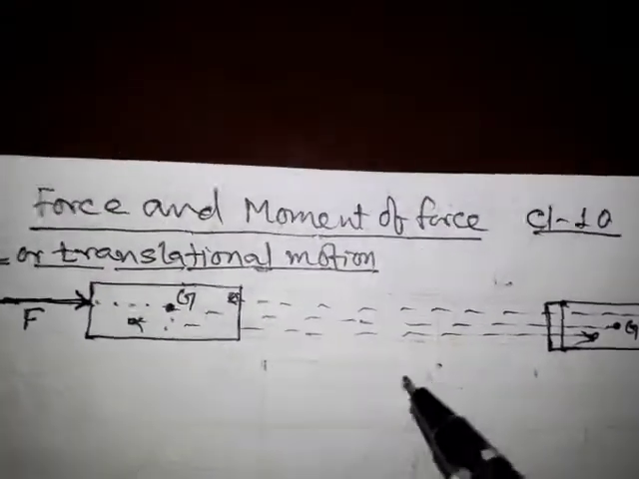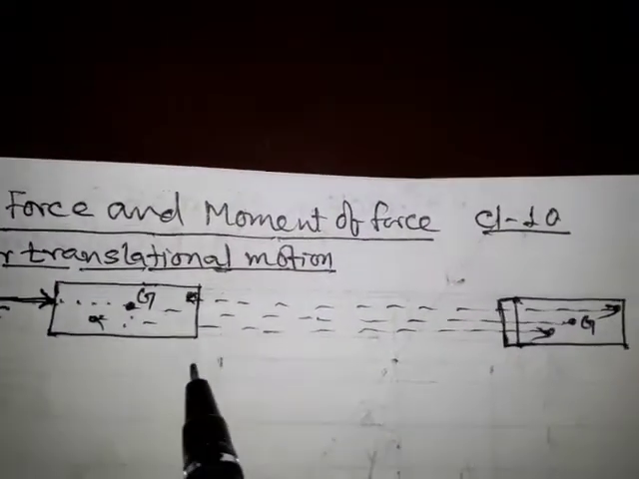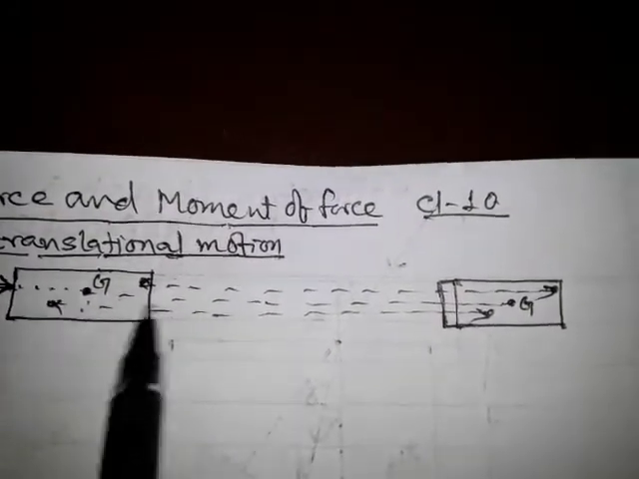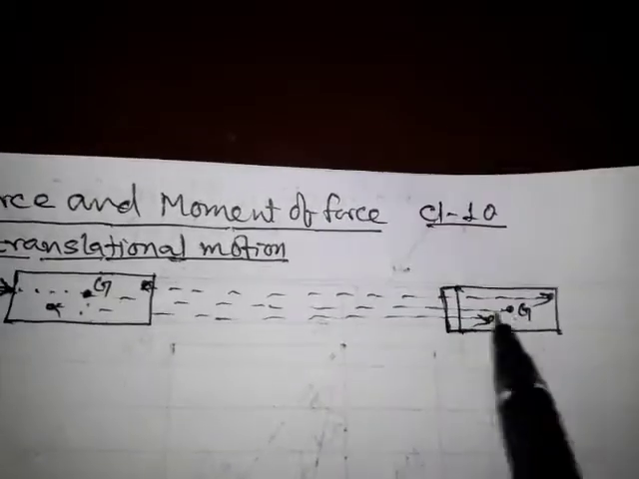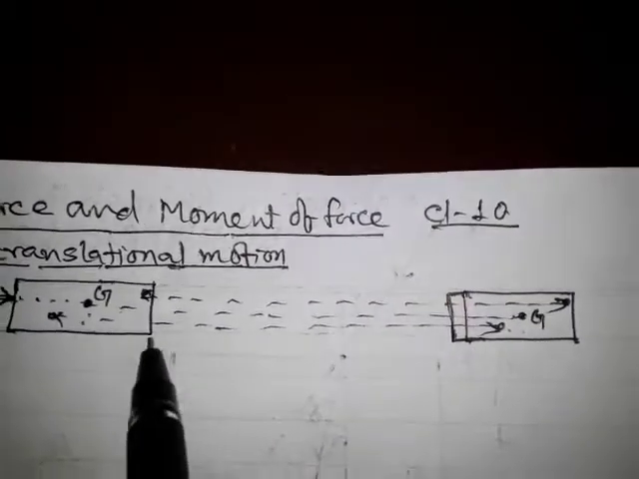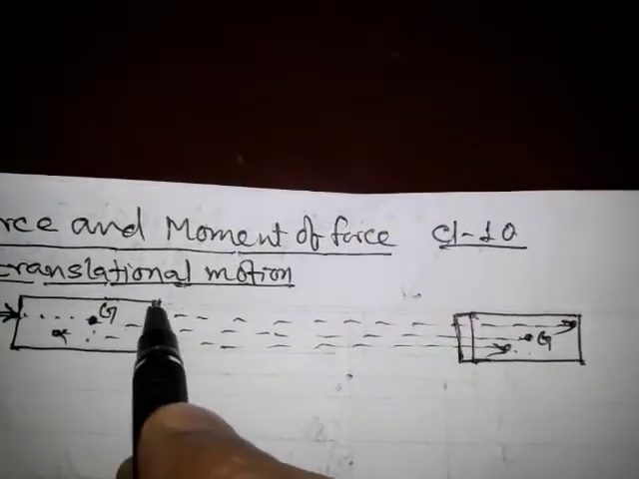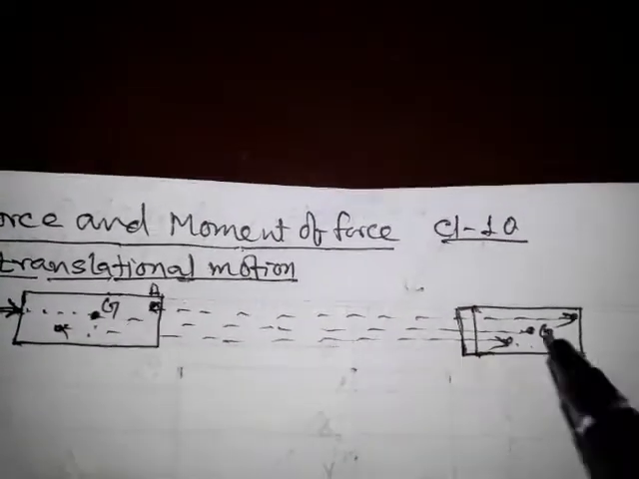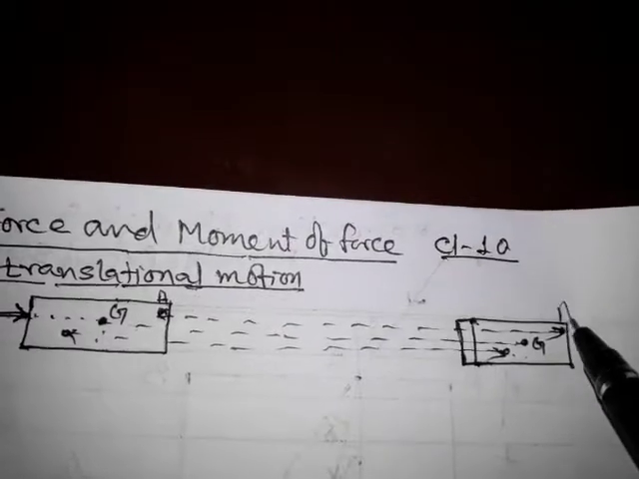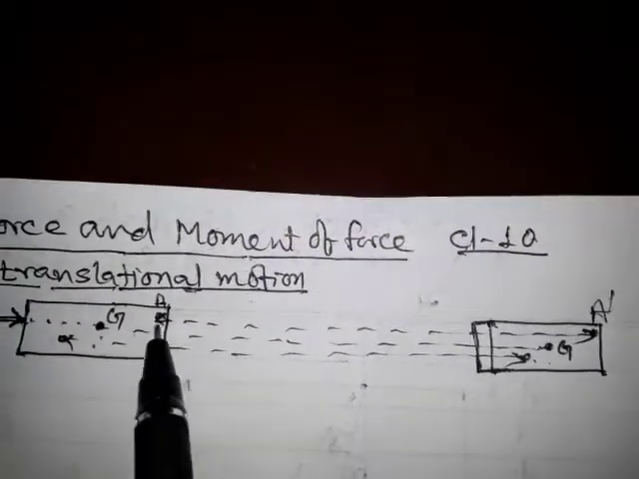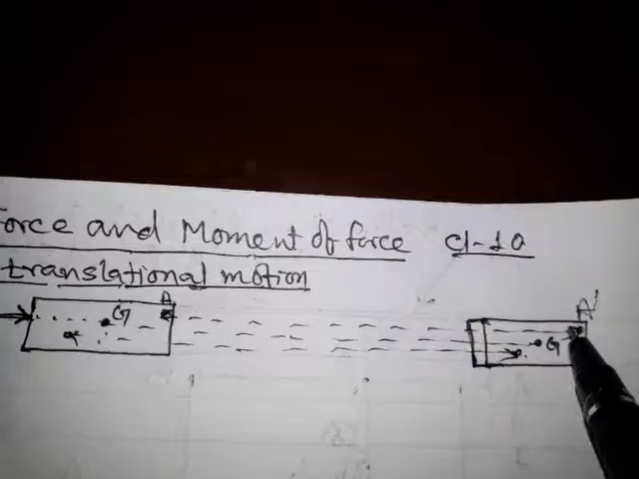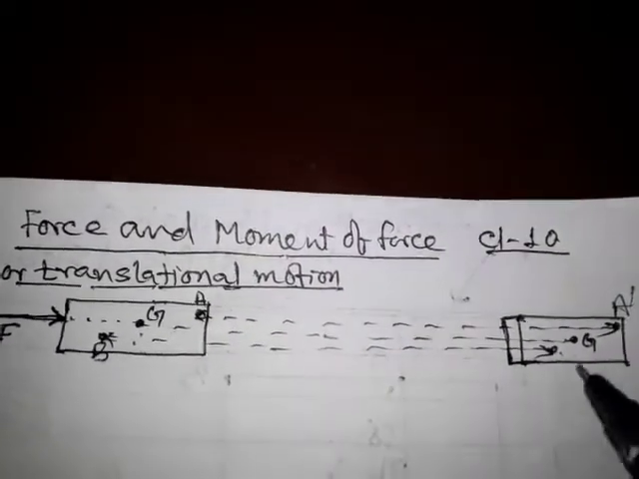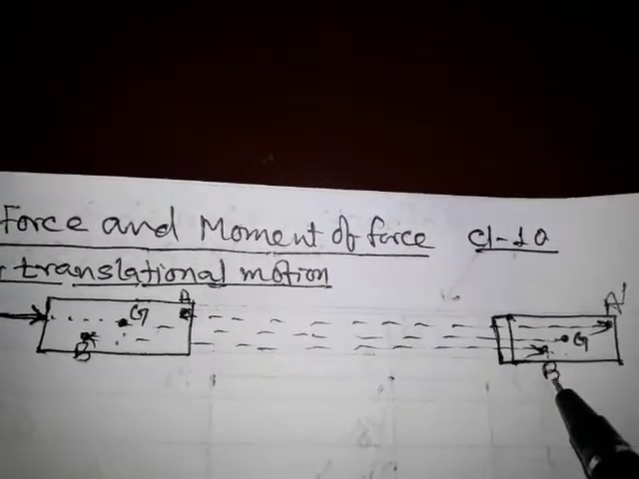This is the condition for translational motion. What are the other characteristics? Here you see, when we apply the force, this object has displaced from this place to this place. If you consider any particle, suppose this is the point A, this point has displaced from this place to this place, this is A dash. So A has displaced from A to A dash. Another particle, suppose this is B. This B has displaced from B to B dash.